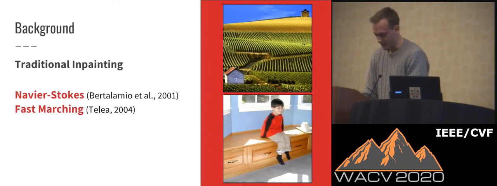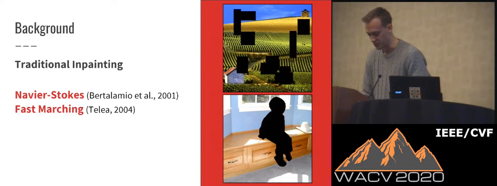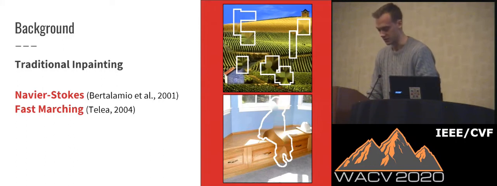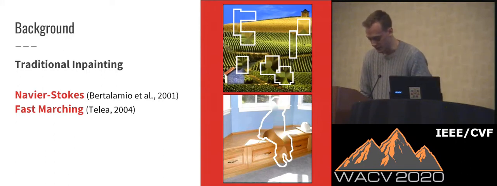So, to give you some background, inpainting algorithms can be classified into two general categories. Those that fall into this first category are called traditional methods. These are algorithms that essentially rely on using the neighboring pixel values to fill in the missing holes. As you can see, these methods often result in blurry images, especially when the holes are large. We include two of these methods in our evaluation.